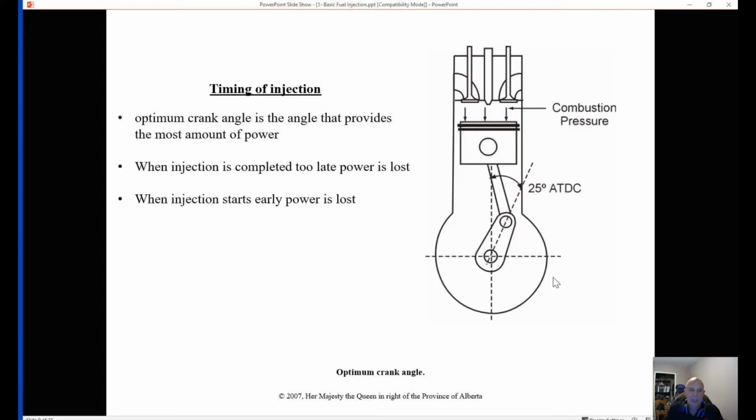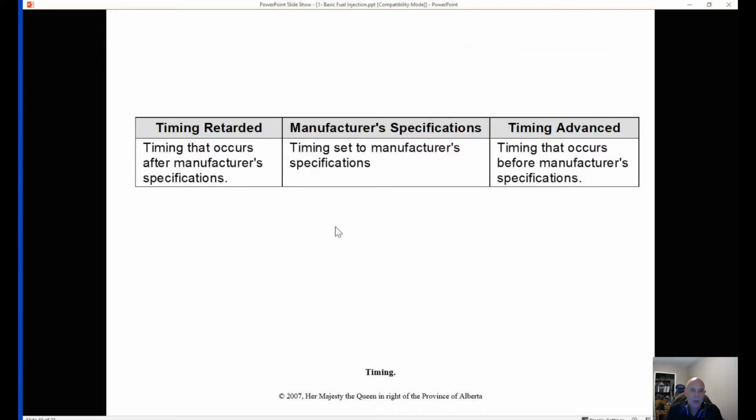Now, if we inject it too late, we lose power. If we inject it too early, we lose power. So we got to inject it at the right point. So again, timing is retarded when it occurs after the manufacturer's specifications, and if it's advanced, it's before the manufacturer's recommendation. So we should always make sure that on mechanical systems injection takes place at the proper time. When we take a look at computerized systems, the computer controls when injection is going to happen and how much is going to be injected.